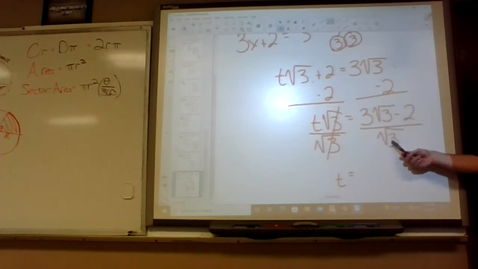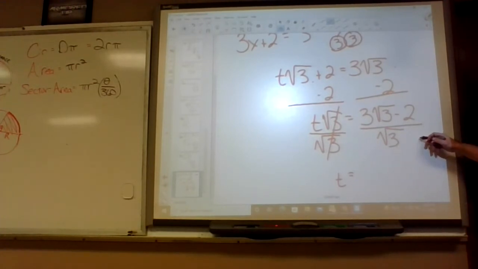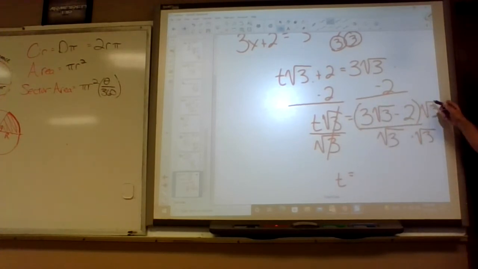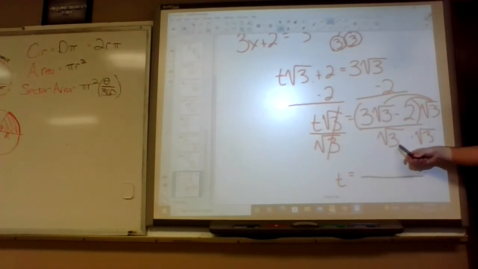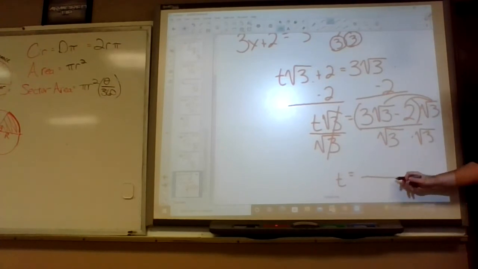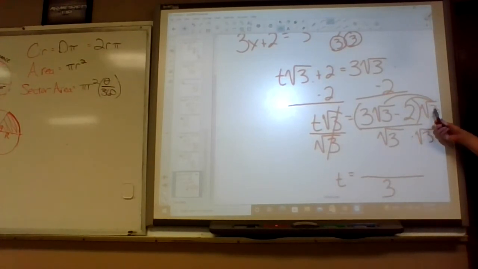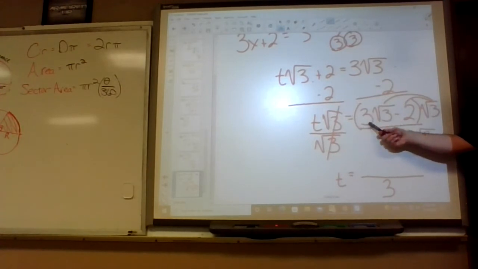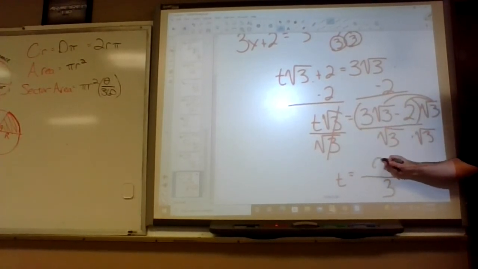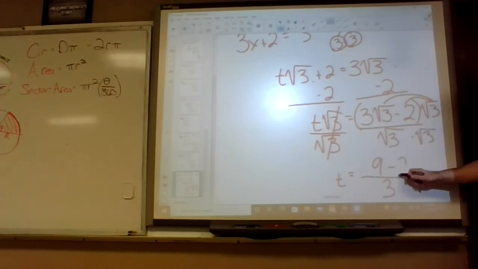I can't cancel that out because I can't cancel that with anything over here. But basically, we're going to do what we did yesterday. You can't leave a square root in the denominator, so if you have a nice calculator, you can do it at this point, but I'm going to multiply top and bottom by square root of 3. On the top, that's a distributive problem. Can you guys tell me what the bottom is? 3. On the top, square root of 3 times square root of 3 is 3, times another 3 is 9, minus 2 times square root of 3.